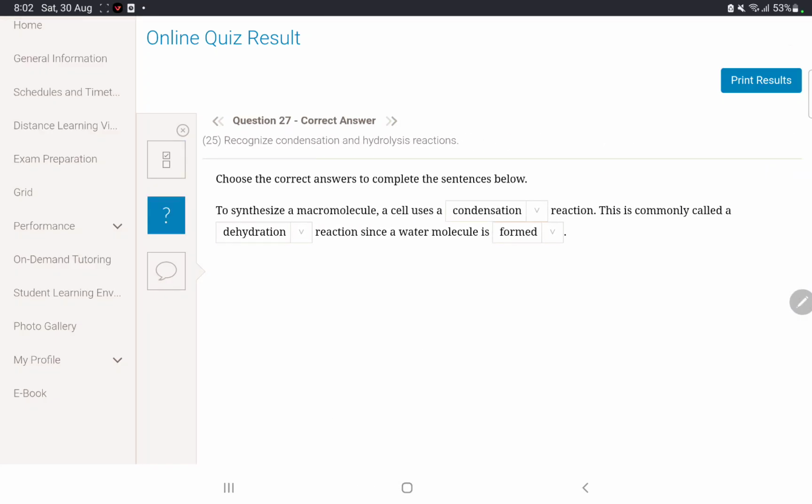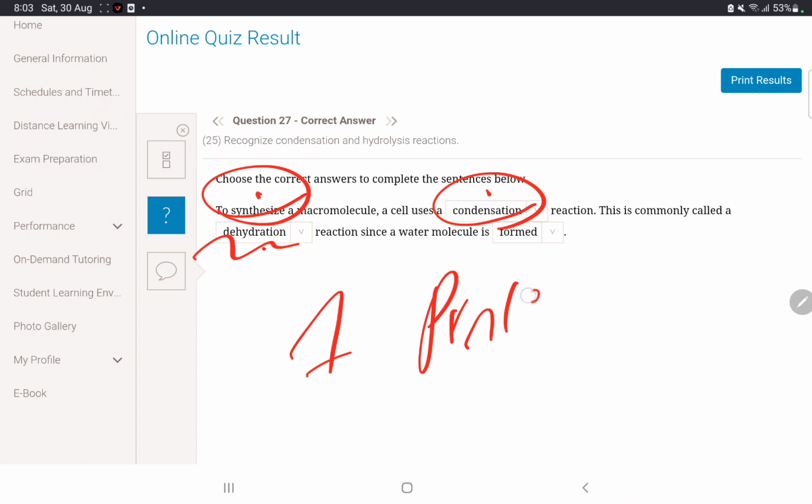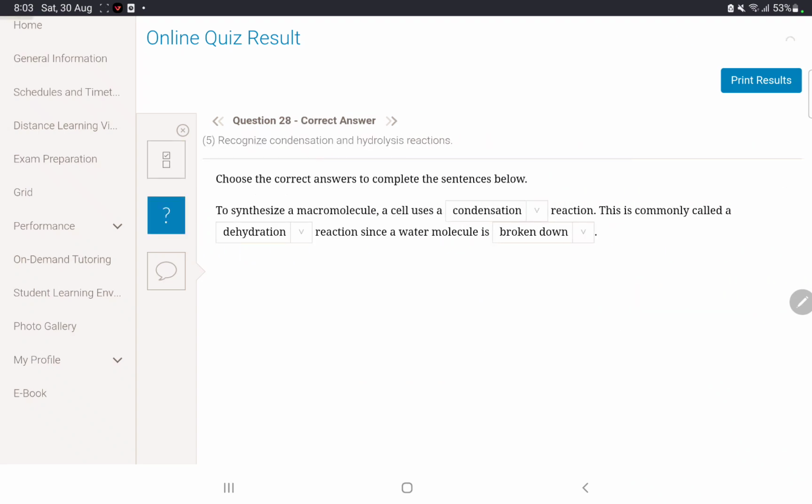To synthesize a macromolecule, a cell uses a condensation reaction. So obviously, synthesis and condensation are the same thing. So to synthesize, you're gonna condense. This is commonly called dehydration. So synthesis, dehydration, condensation are all one process, same thing. And water is formed.